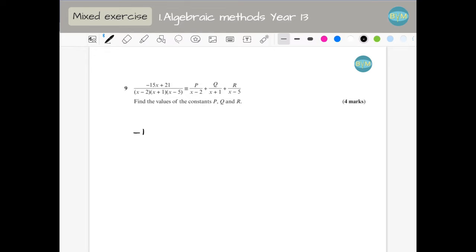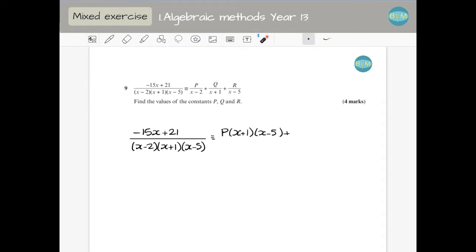So let's add the fractions on the right, and we can compare coefficients or use substitution. So x minus 5. This is going to be equal to, this is the common denominator. When I divide by x minus 2, I have the other two factors, and those are multiplying p. So I have p, x plus 1, x minus 5.